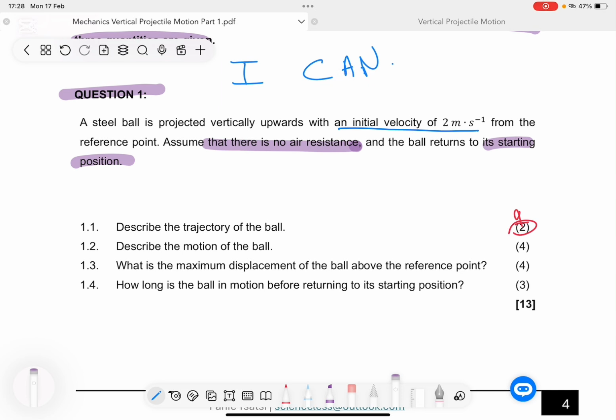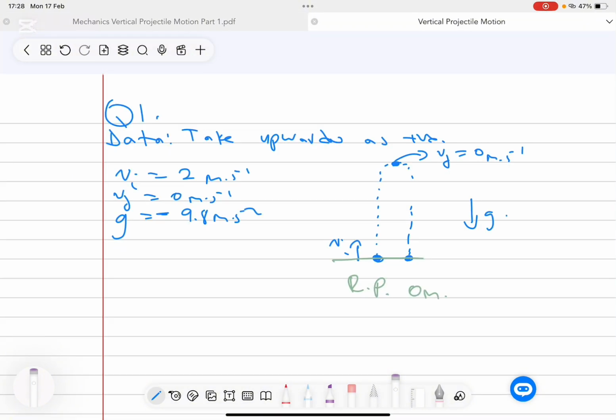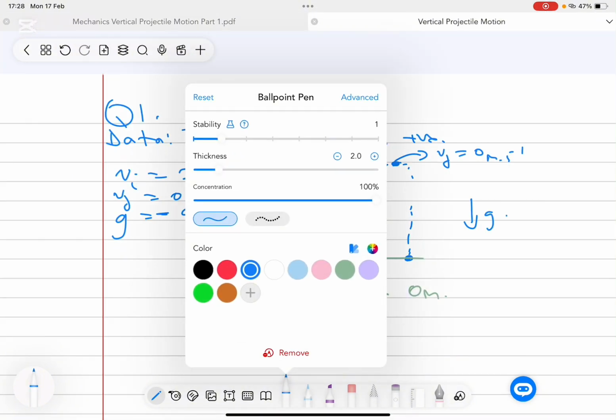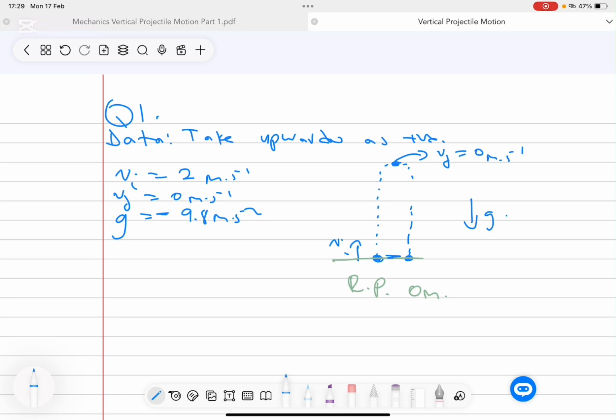When we go to question 1.3, they say here: what is the maximum displacement of the ball above the reference point? Now what they're asking us here is, what is this maximum position from here to this top part here? What is this position change in y? Because remember, this will be the maximum displacement, right? This is how far it will be displaced before it comes back down here. So what is this maximum displacement of the ball?